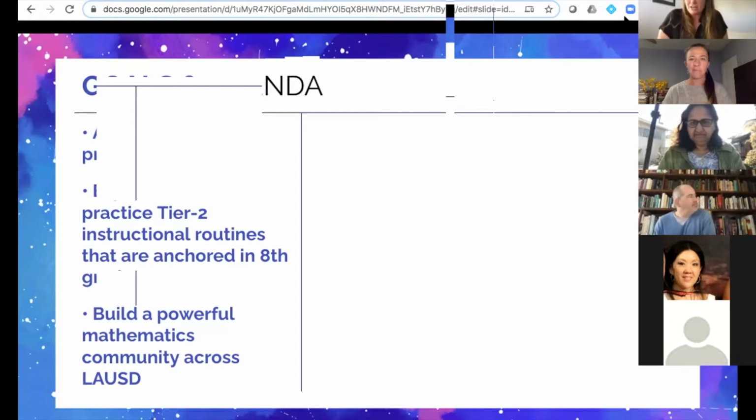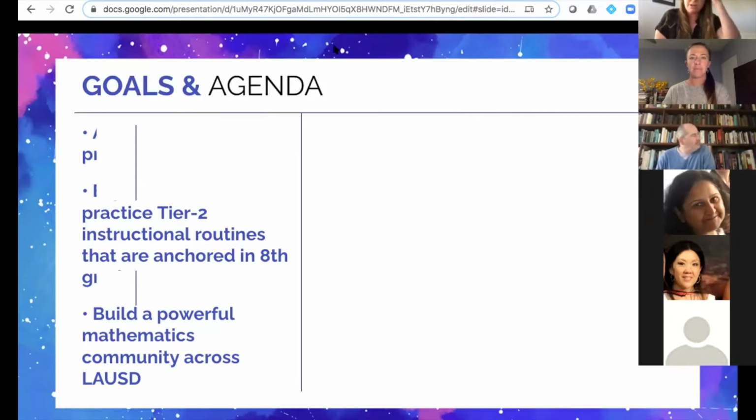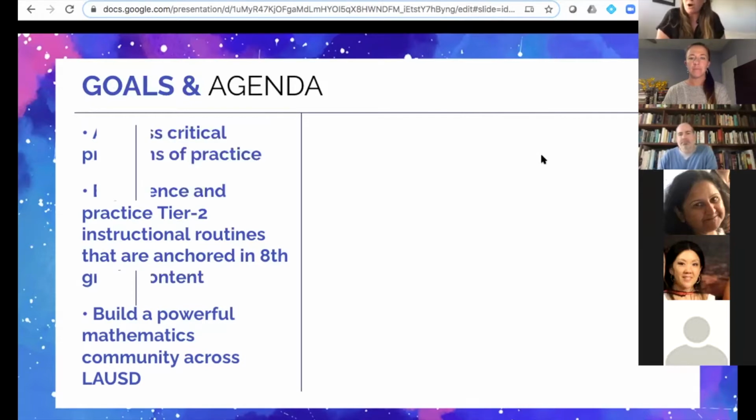and that are anchored in 8th grade content. We know there's a variety of different curriculum that you are using, but all of the content that we pull will be from 8th grade for this whole series. And we really hope to build a powerful mathematics community across all of you. I know you're from all different sites. And so we hope that you leave here with some cool ideas from your colleagues, as well as hopefully feel prepared to try out some of the strategies we share with your students.